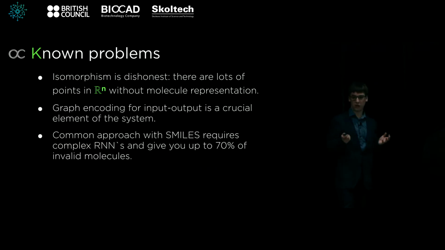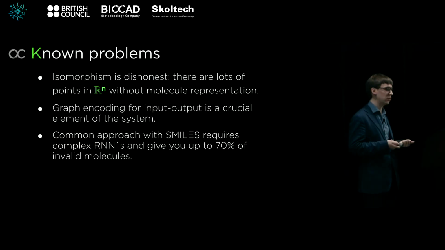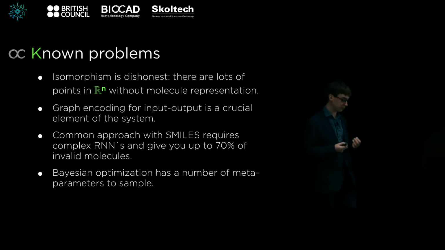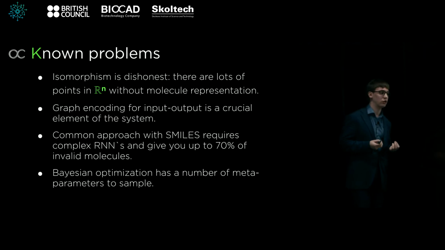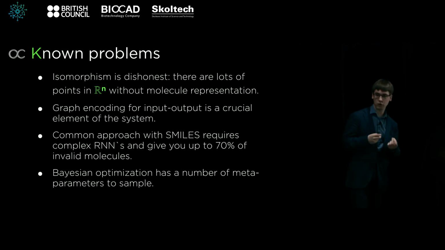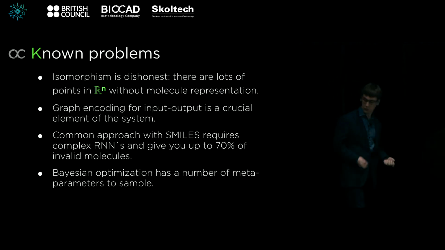And the last problem is method-based, because Bayesian optimization as a mathematical method has lots of its own metaparameters, and it is very sensitive to these metaparameters, so you have to optimize them to get a better result.